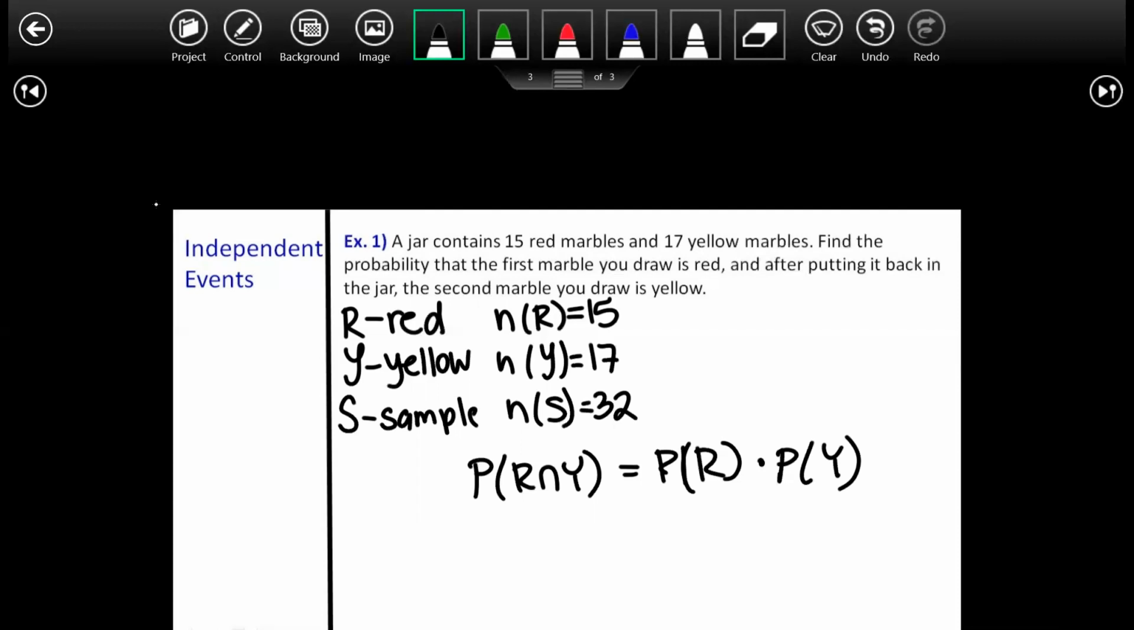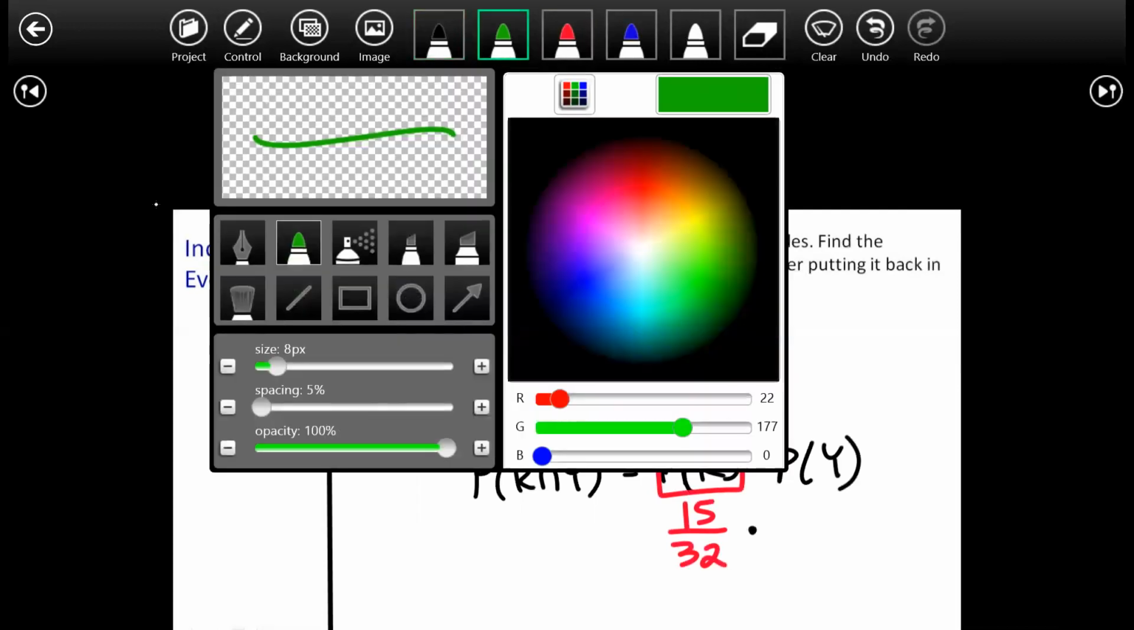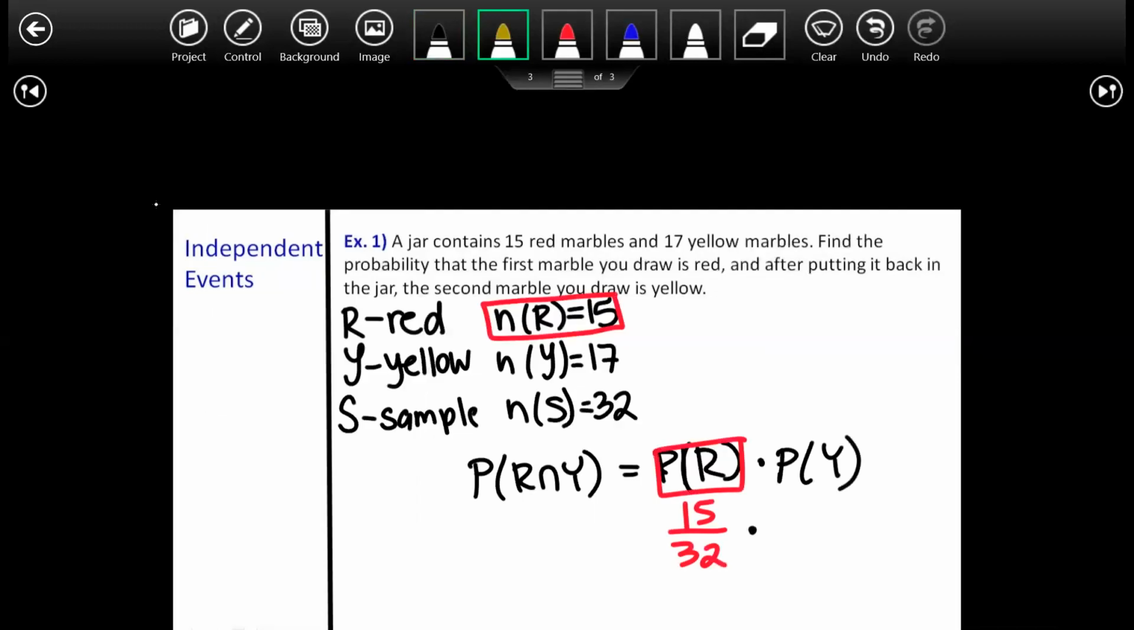Can you tell me the probability of my red? So 15 of the 32 is going to be red. We're going to multiply that by our yellow. So we're going to look at 17 of our 32.